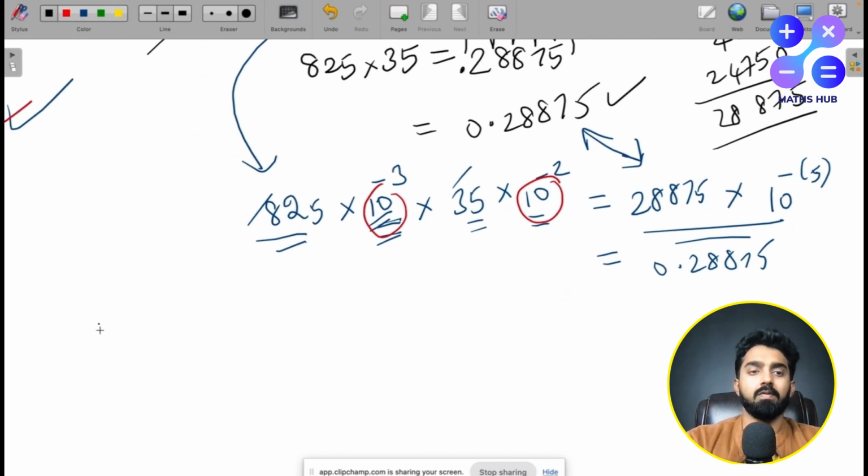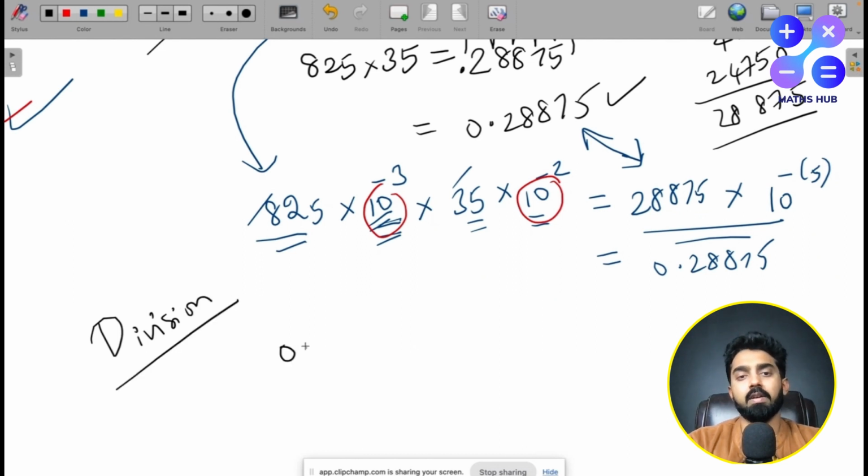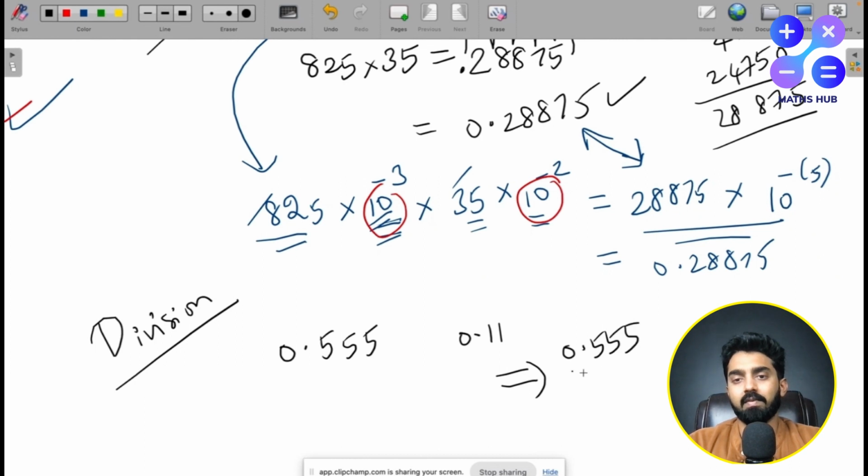For division you do exactly the same thing. So let's say you have 0.555 and want to divide that by 0.11. You can write it this way, 0.555 by 0.11, and first convert that to exponents. So that's 555 times 10 to the power of minus 3, divided by 11 times 10 to the power of minus 2. That's why converting to an exponent is so handy. You can easily work with this without thinking about the decimal point.